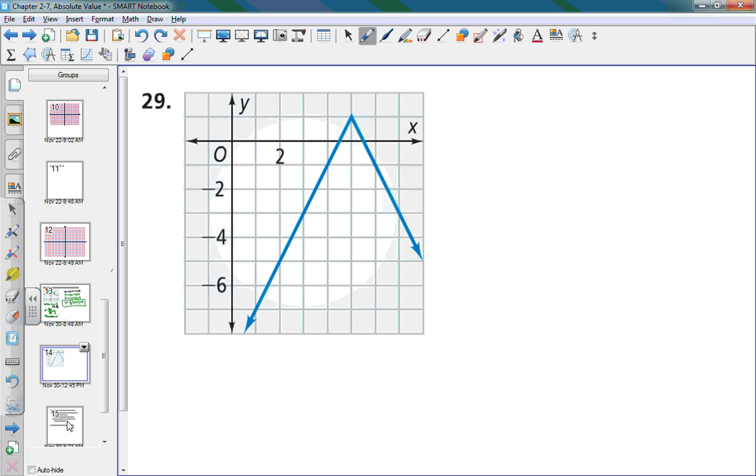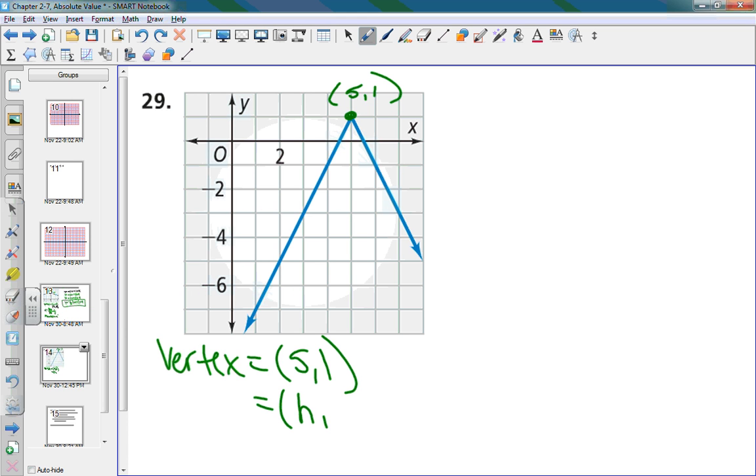Okay, 29. This is one of your homework problems. Step 1, what should we find? The vertex. So if we find the vertex first, what is that ordered pair? 5, comma 1. My vertex is 5, 1. That's wonderful. What does the 5 represent? H. What does the 1 represent? K.